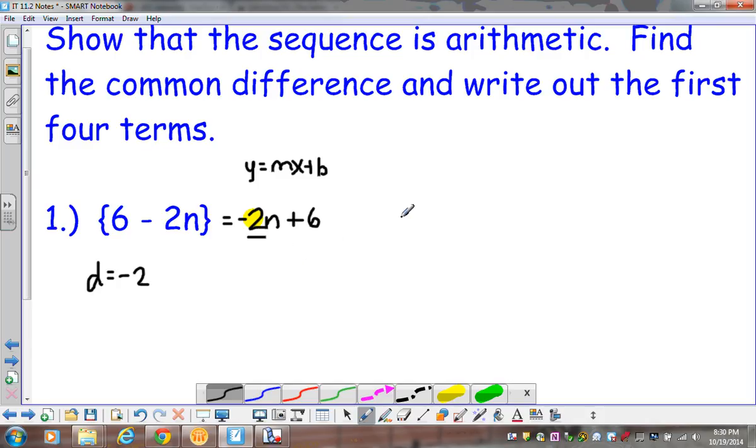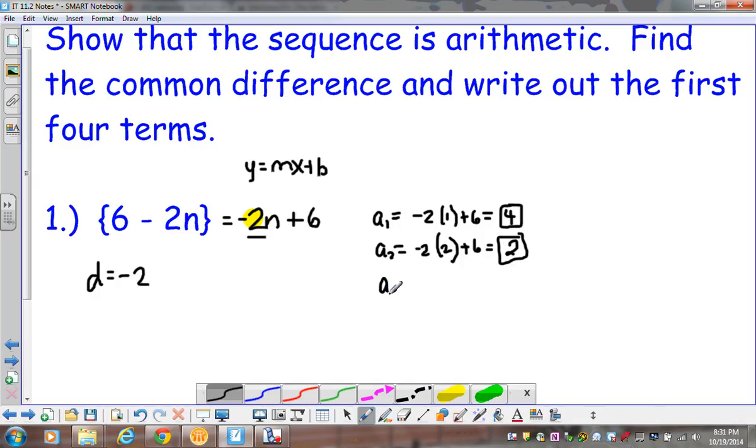And then they want us to write out the first four terms. So let's just go through. Let's do a sub 1. If you remember from last week, a sub 1 means that's my first term, which means I'm going to plug in a 1 to my n value. So it's negative 2 times 1 plus 6. Negative 2 times 1 is negative 2. Negative 2 plus 6 is 4. So there's my first term. Second term, I'm going to plug in a 2. So I've got negative 2 times 2, all that plus 6. Negative 2 times 2 is negative 4. Negative 4 plus 6 is positive 2.